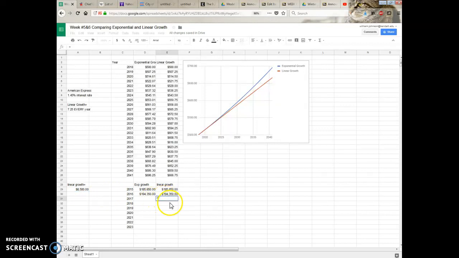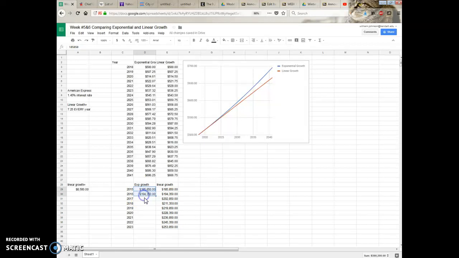We know that formula equals that number plus 8,500 every year. Pull it down. There we go. And you can see the linear growth. It's the same every year. The change every year is 8,500.